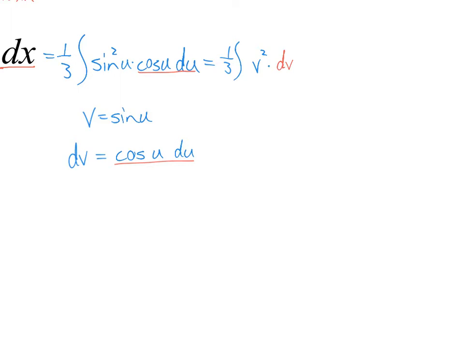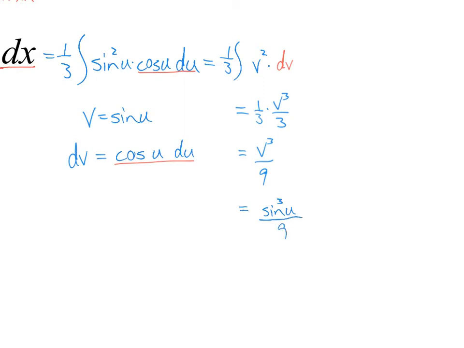Okay? Now what's the integral of v squared? V cubed over 3. So I have 1/3 times v cubed over 3. So that's v cubed over 9. But I don't want my answer in terms of v. I want it in terms of x. So now we kind of have to start going backwards. V is the sine of u. So this is sine of u that's being cubed over 9.